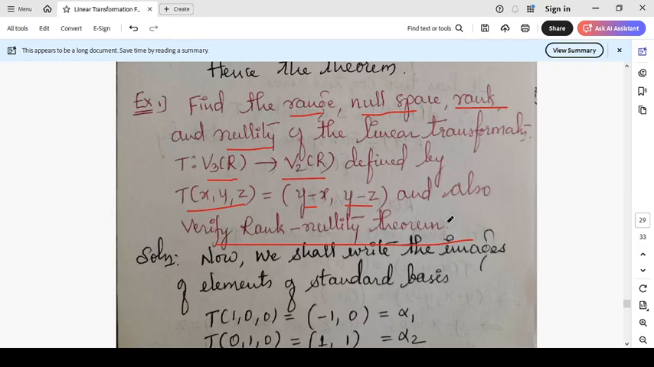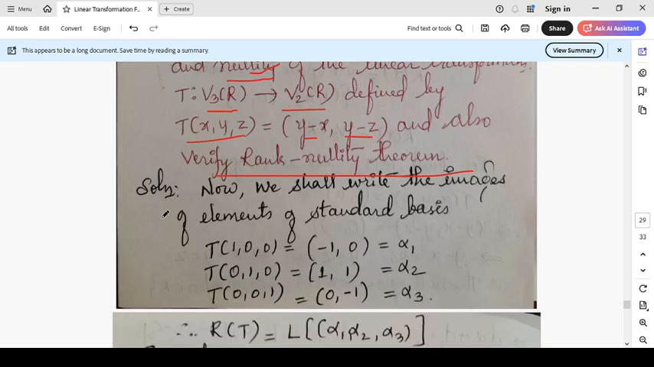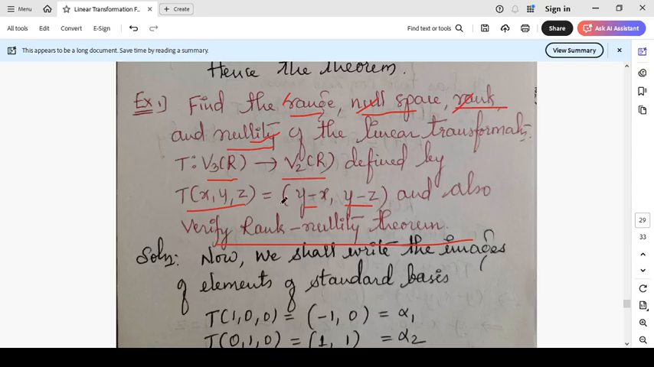After that, we need to show whether it satisfies the rank nullity theorem or not. For that purpose, first of all, we need to know the range of the linear transformation, null space, rank and nullity. Okay, so let us solve this example. Now we shall write the images of the elements of the standard basis. So we have taken the standard basis over here. Okay, we need to write the T images.